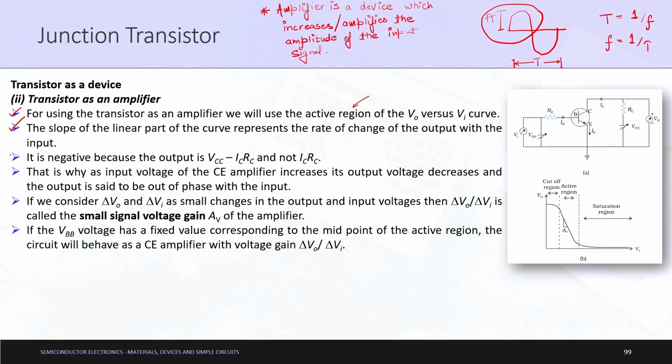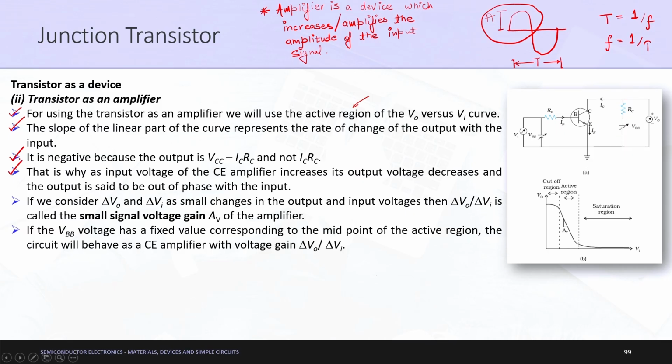Fine. Next thing is it is negative. It is negative because the output is VCC minus ICRC and not ICRC. Because of this negative sign, the value of the slope obtained here is negative and not positive. How this VCC minus ICRC came is quite evident, you can see from here also. This value being obtained is nothing but equal to VCC minus ICRC.